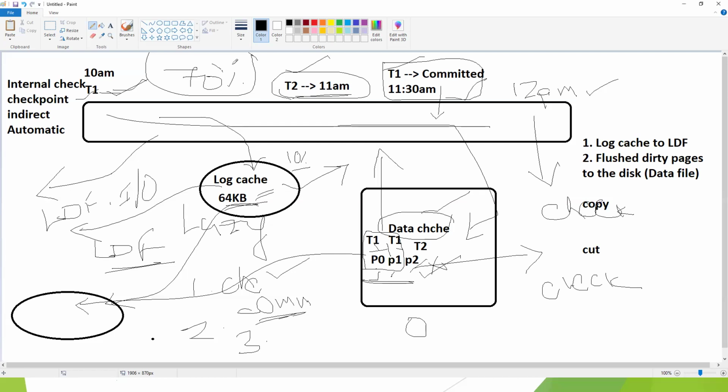But this is one of the scenarios, right? If the log file is 70% full, it will not wait for the time to execute the checkpoint. It will execute immediately as soon as it detects the log is 70% full. These are the things that happen.